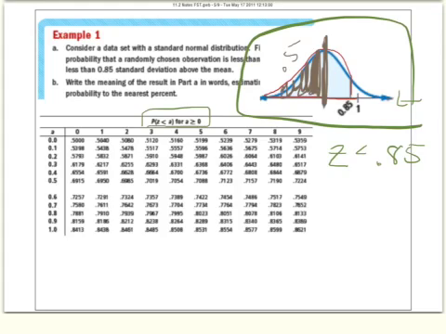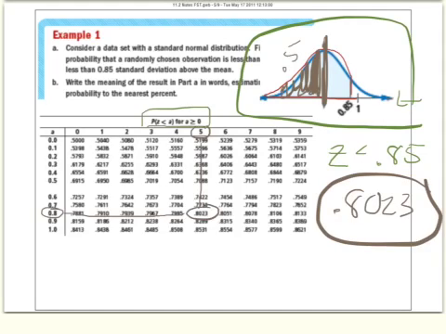Fine. Go to this table, look for 0.85. Well, here's the 0.8. I need the 5, which is right there. See where it lines up. It lines up right here at 0.8023, which means the area under the curve from a z-score less than 0.85 is about 80.23% of the curve is in that area.